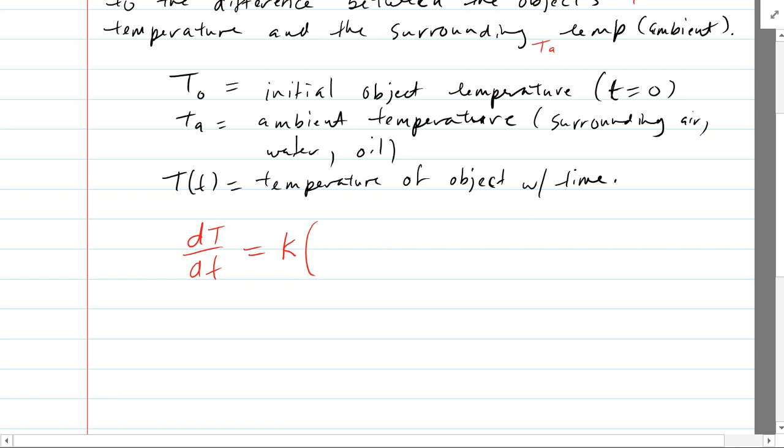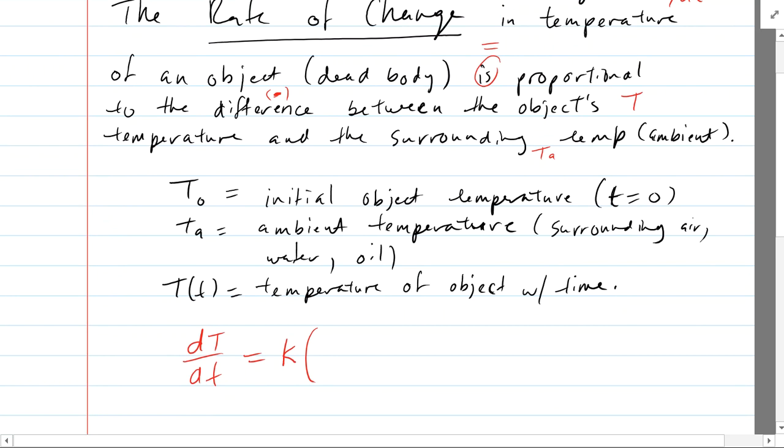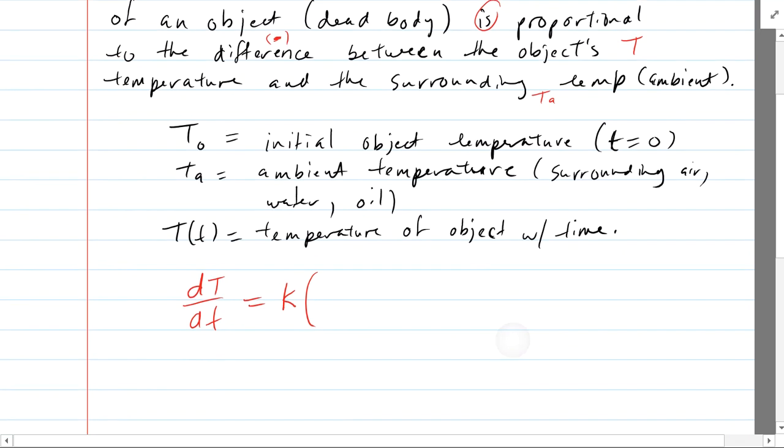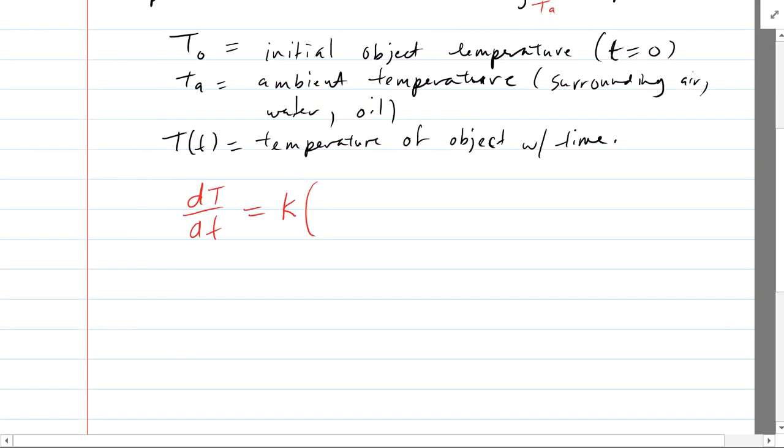And then it's the difference. So it's the object's temperature minus the surrounding temperature, because when you say the difference between the object's temperature and the surrounding temperature, that means capital T minus T sub A. Is that a differential equation? Is it a derivative? Is it an equation that has some relationship? Then it is a differential equation. That's why it's in this unit. So the first step is always to take the words and translate them into a differential equation.